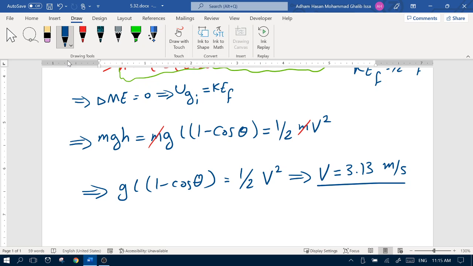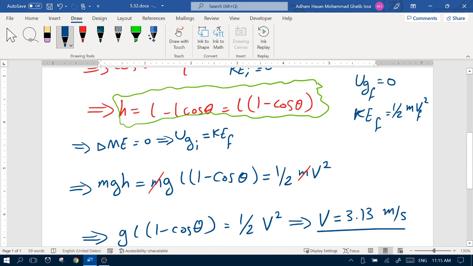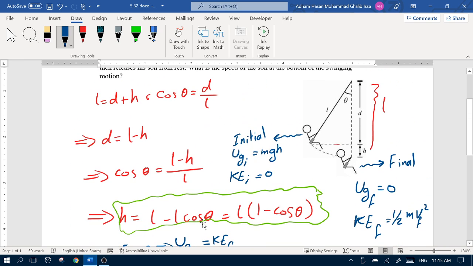Okay, so again, the boy was here. He was released from this point. Once he touched this point again, once he's at, let's say, 0 height, at the level of the ground, he will have a velocity of 3.13 meters per second.